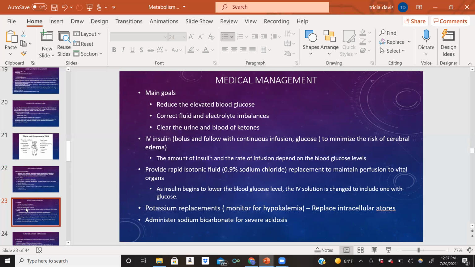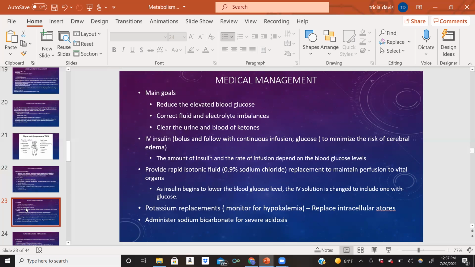So these patients will probably be admitted to the ICU. They're going to be given IV insulin. So they're probably going to get a bolus, which is that quick infusion of insulin, and we're going to follow it with a continuous infusion until those numbers come down. The amount of insulin and the rate of the infusion obviously is going to depend on those blood glucose levels.